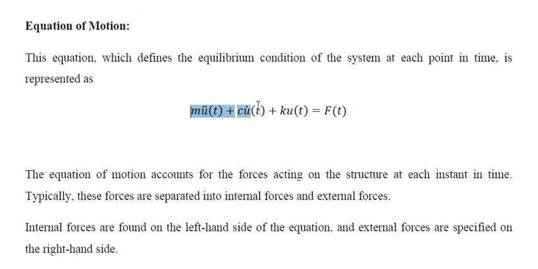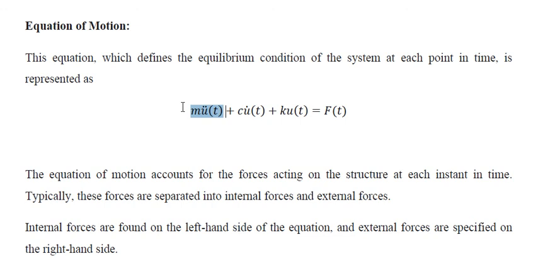Therefore, in the equation of motion, m u double dot of t plus c u dot of t plus k u of t is equal to F of t. There are four important components here. The forces on the left side of the equation are called internal forces. The force on the right side, F of t, is the external force, the applied force.